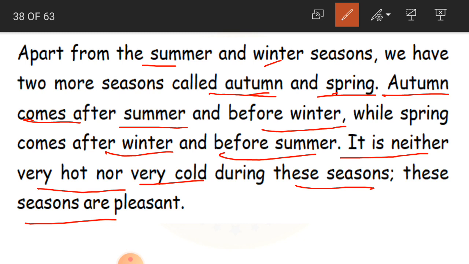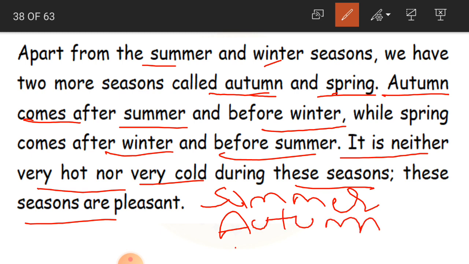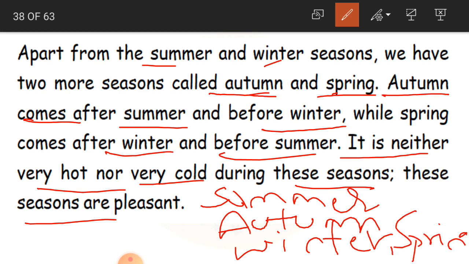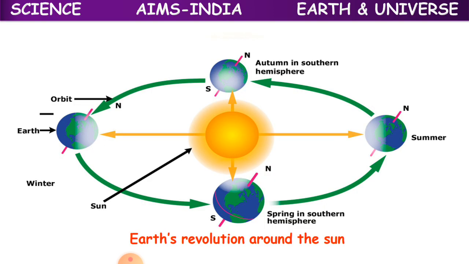Clear, children? First you will get summer, then autumn, then winter, and after that spring, and again after spring, summer. So this is how we will be getting all 4 seasons in 365 days, that is 12 months, that is 1 year, in which the earth completes one revolution around the sun. Clear, children? I hope you have understood this.